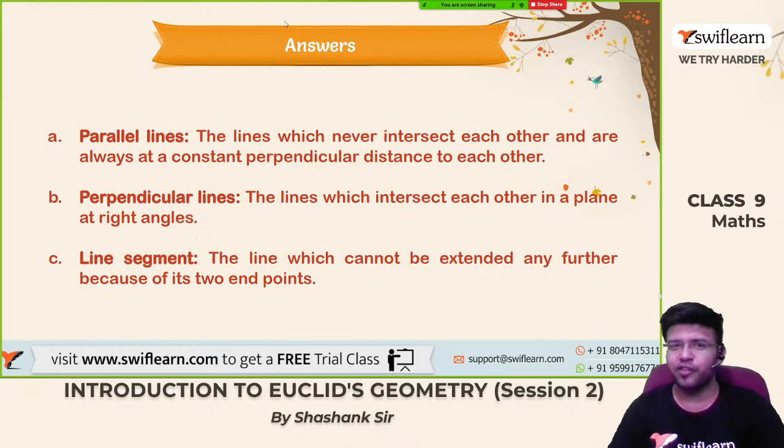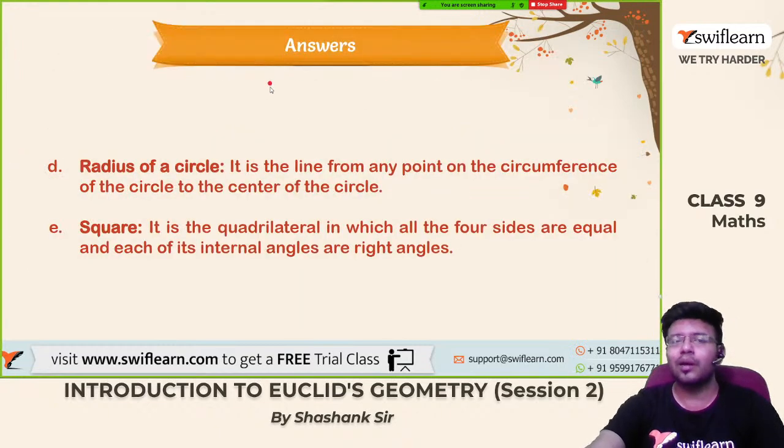Look, by definition, the lines which never intersect each other are always at a constant perpendicular distance to each other. Perpendicular lines are the lines which intersect each other in a plane at right angles. Yes, we had forgotten to mention the word plane. You should say it is in a plane. Line segment: a line which cannot be extended further because of its two endpoints. This is a line segment.